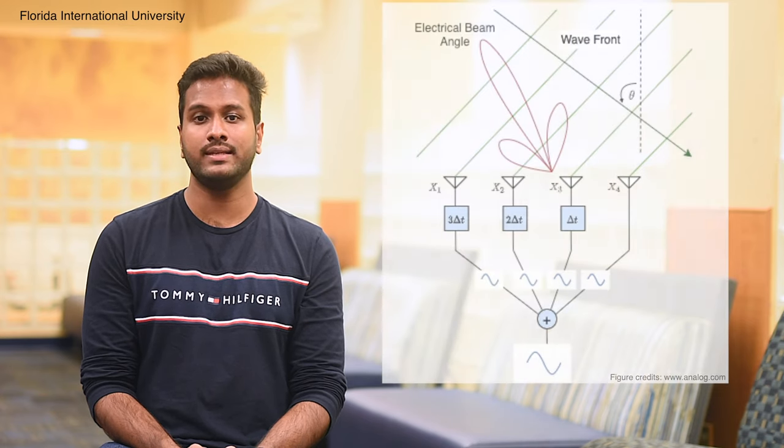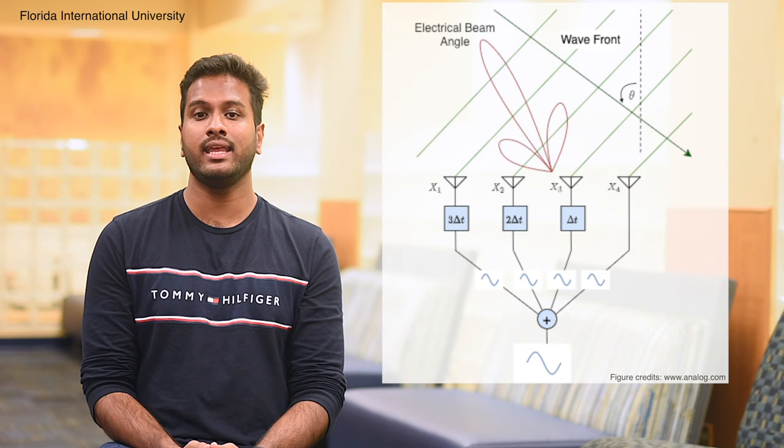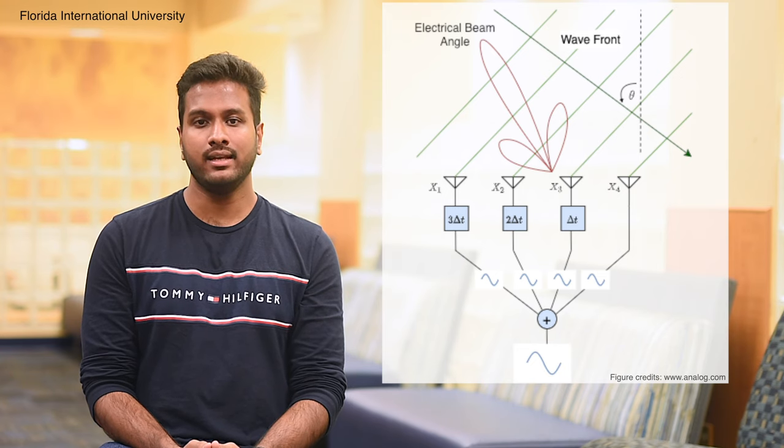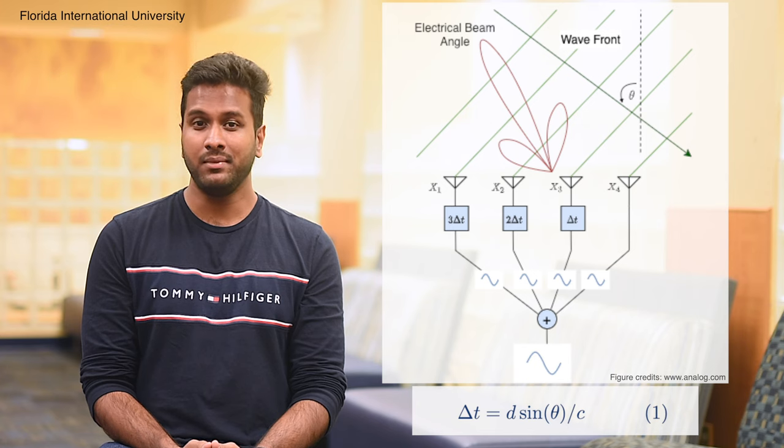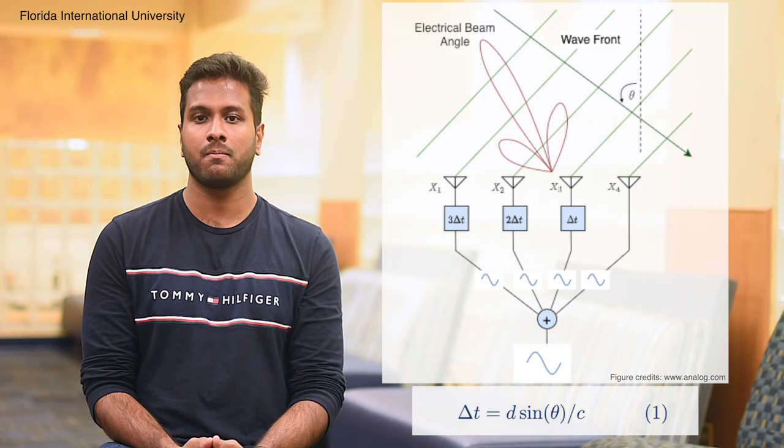Let's go through a review of the beamforming theory. Assume a wave is arriving at a phased array with an angle of theta. The first element will receive the wavefront at t equals 0, and the second element will receive it after a delay of delta t. The time delay delta t is equal to d sine theta over c, where d is the inter-element spacing and c is the speed of light.